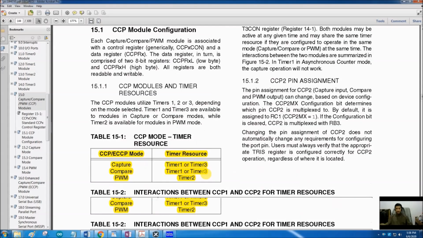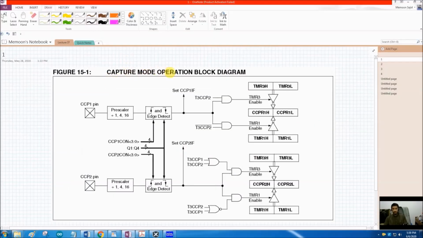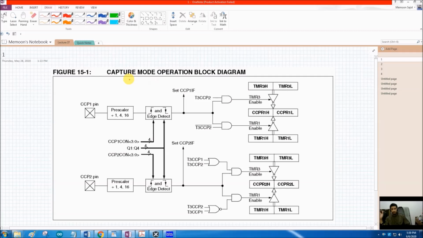So let's jump to the capture mode first, and see what exactly a capture mode is. Here we have a block diagram of the capture mode of this module. What does the capture module do? First, let me tell you, this block diagram represents both CCP1 and CCP2. So let me draw a line that separates these two modules. Above this line is CCP1 and below this line is CCP2. If we understand one of these two, both of them being identical, the second one is automatically covered.